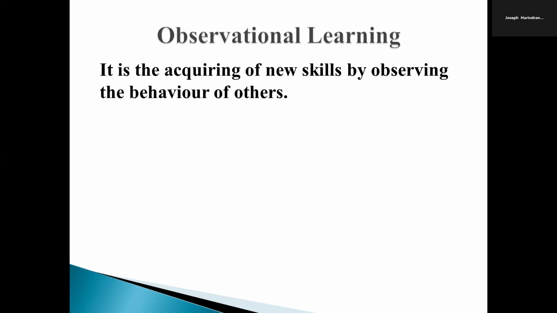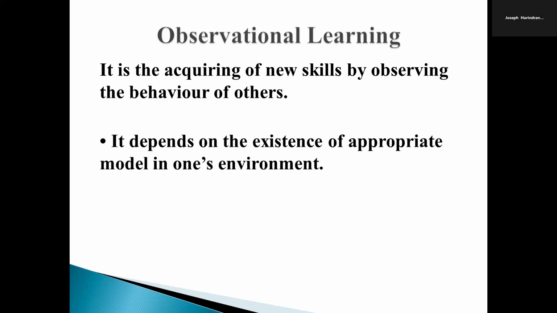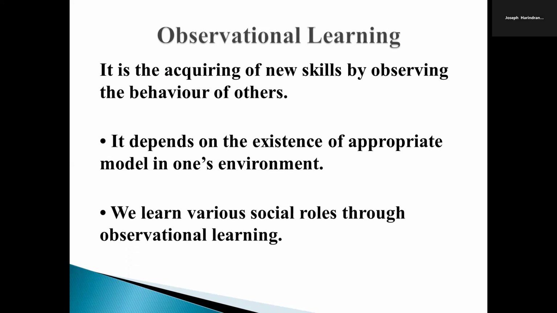Observational learning is another type. In observational learning, we acquire new skills by observing the behavior of others. It depends on the existence of an appropriate model in one's environment. So there must be some model to observe, and we follow that model. So we learn from that model. By observing the behavior of others, we learn various social roles through observational learning.